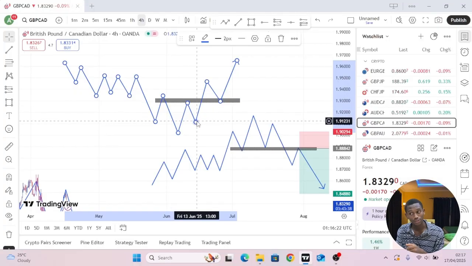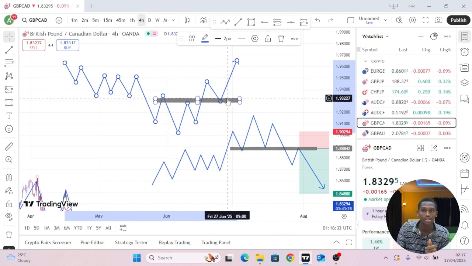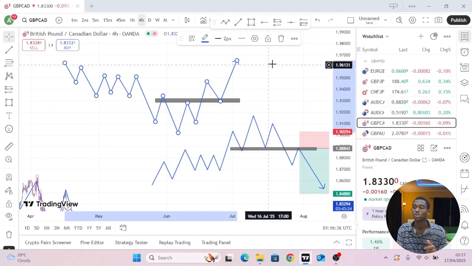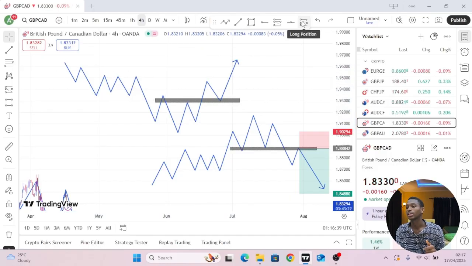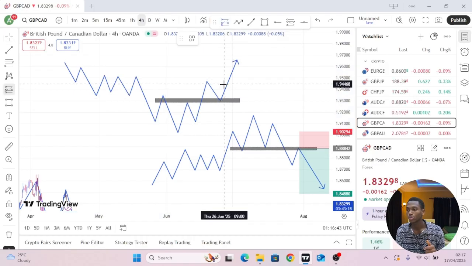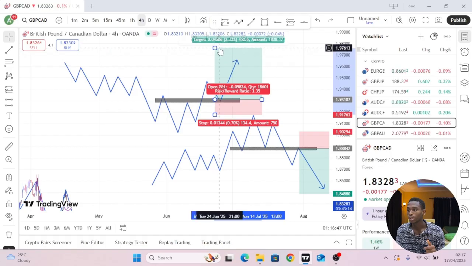So this was where the shift of structure happened, but you're not going to enter exactly where the shift of structure happened because you don't know. So you're going to be entering after the shift of structure has taken place, the first retest after the shift of structure, which is most likely going to be at this zone. So this is where you're going to be entering the long position. Now you can see the similarity between the two of them. So you're going to be taking it to the upside.